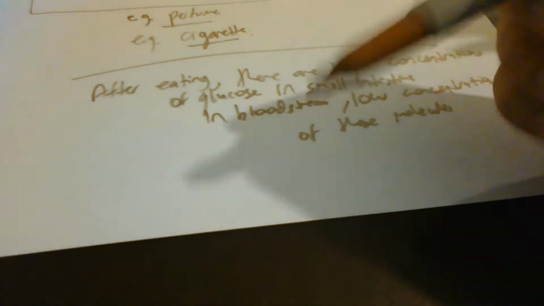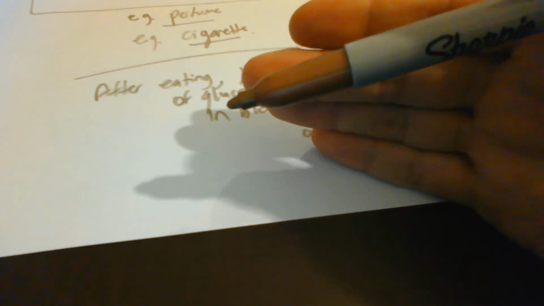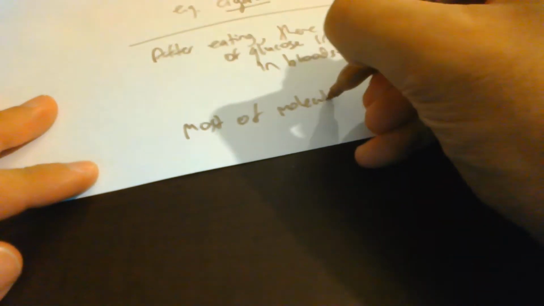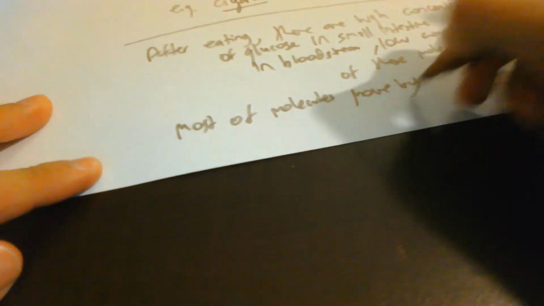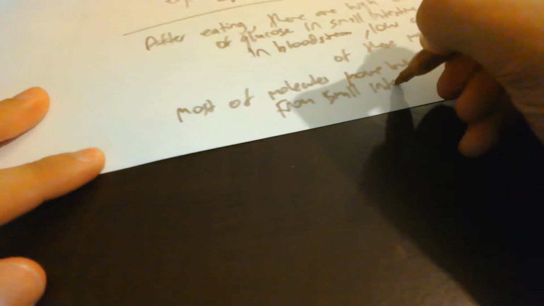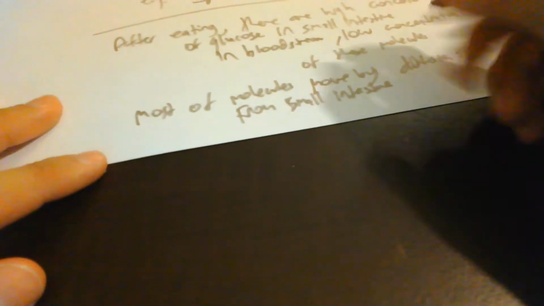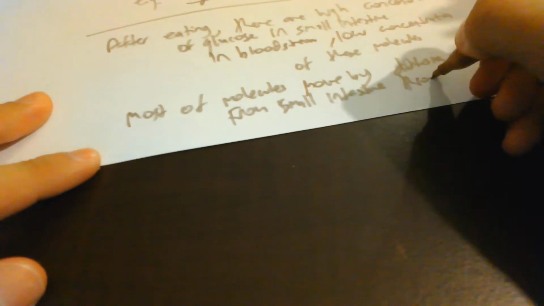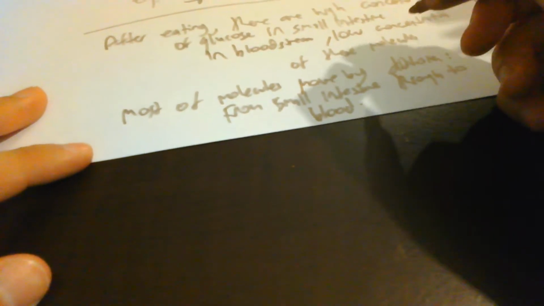Now, most of the molecules move around by diffusion in your body, from your small intestine into your blood. Most molecules move by diffusion, from the small intestine through to your bloodstream. So that is diffusion in your digestive system.